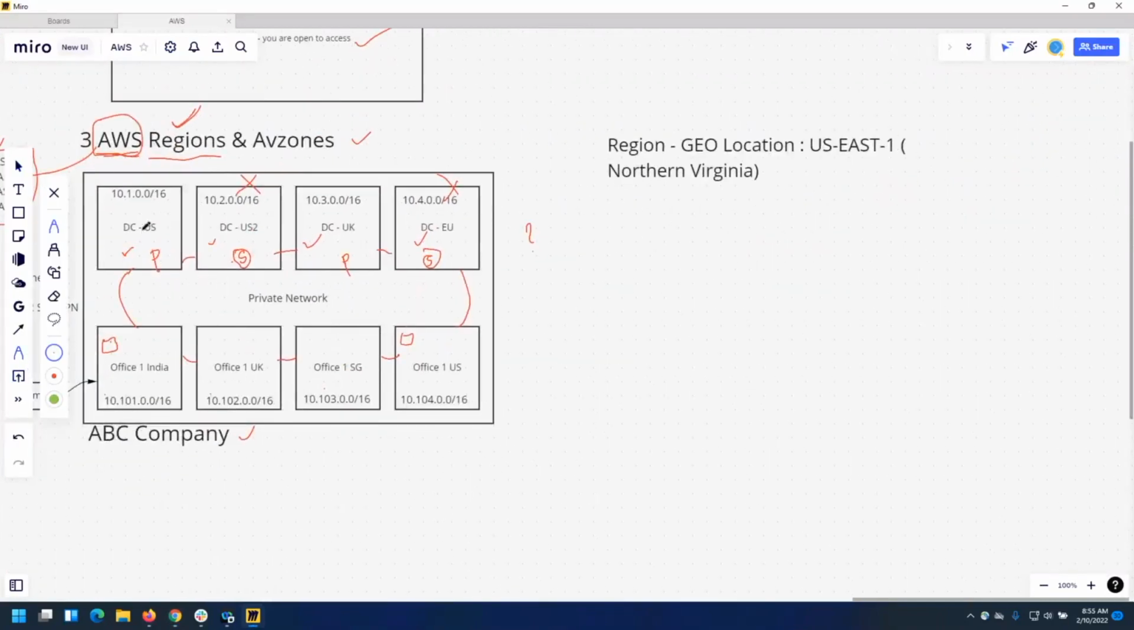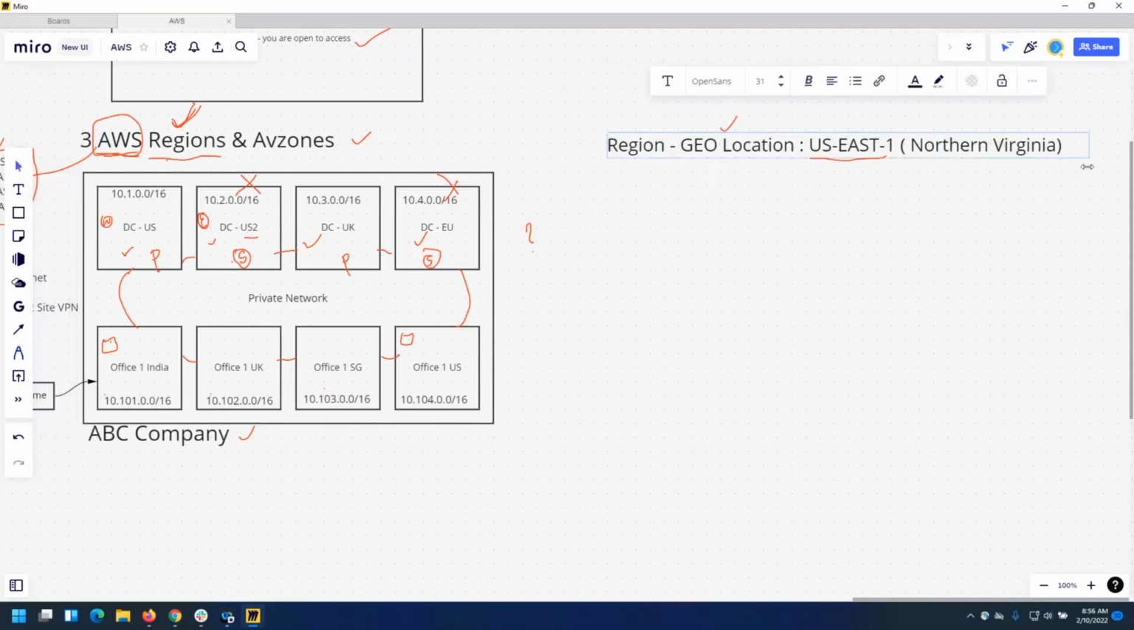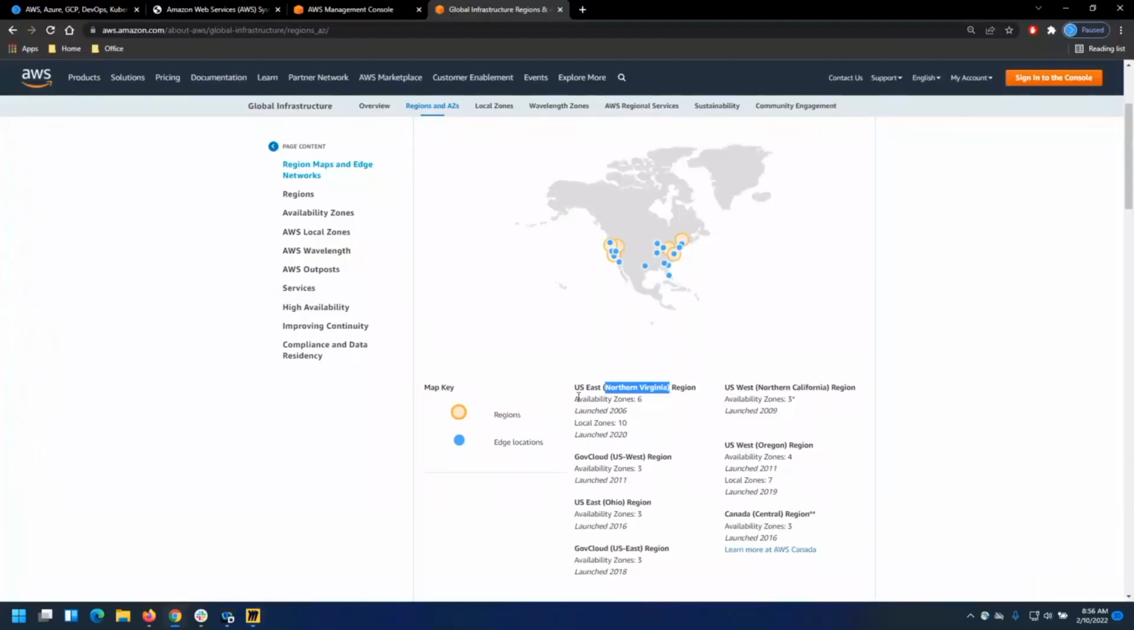So let's say this is the west side of the states, and this is the east side of the states. If I want to shut down this, I need to go to the east side geographically, to the east side data centers. One of the data centers is your US East 1, technically what we call a region in AWS. Clear? So now this region is located in so and so city.